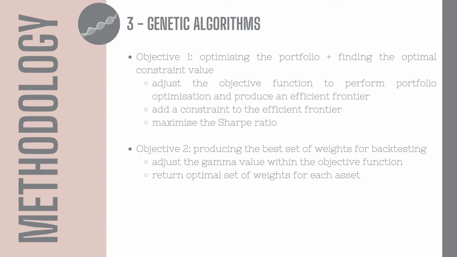Within the objective function, we add an objective to the efficient frontier, which consists of a parameter for L2 regularization. The genetic algorithms search for the best possible value of gamma, which in turn produce the optimal set of weights that are used to perform backtesting. This process is heavily dependent on the PyPortfolioOpt and PyMoo frameworks.